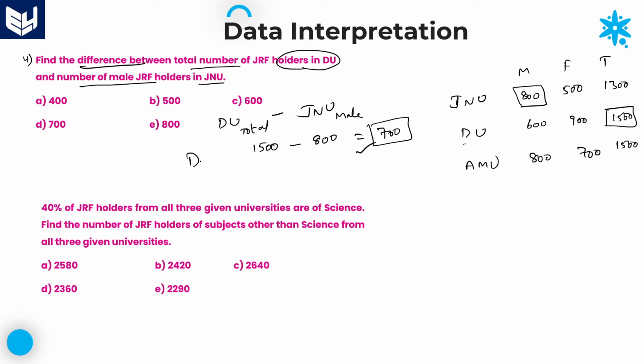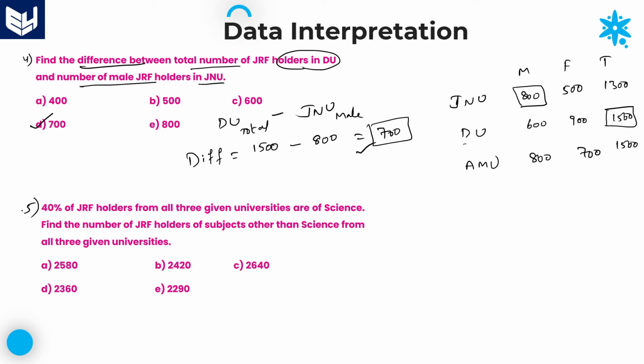That is the required difference between the total number of JRF holders in DU University and the number of male JRF holders in JNU University, that is 700, which is equal to, among the options, 700 is there at option D. Therefore, option D is the right answer for this question.